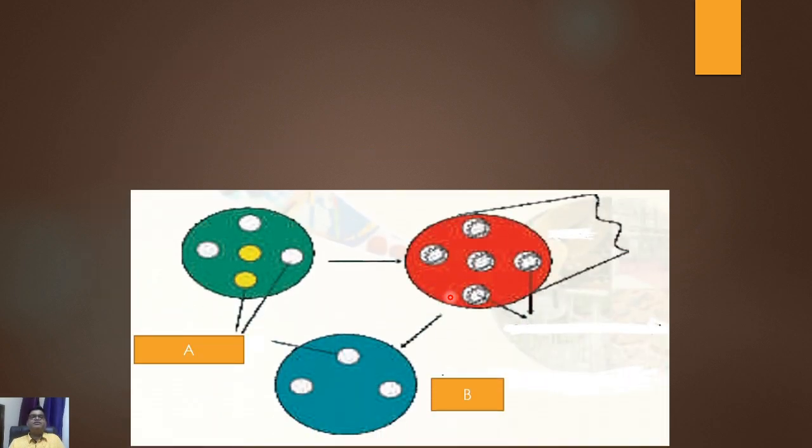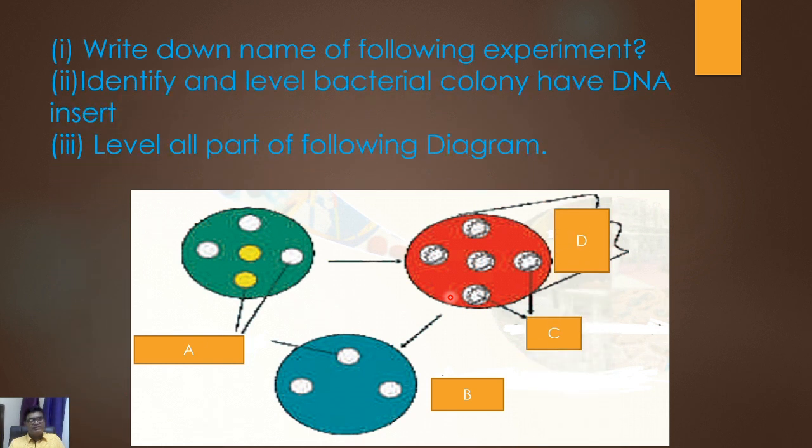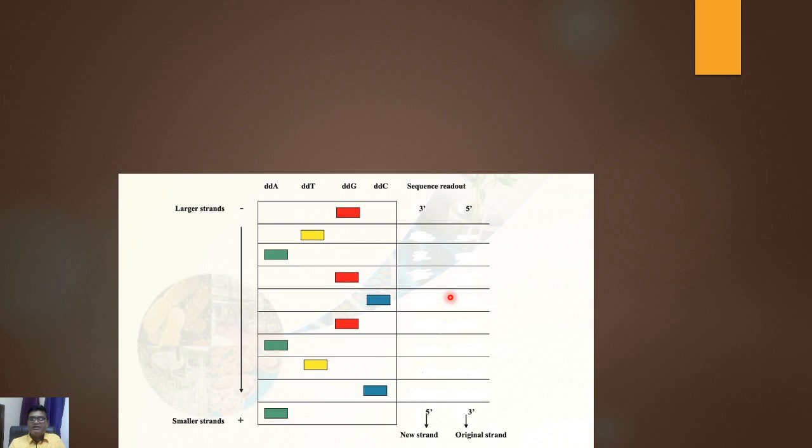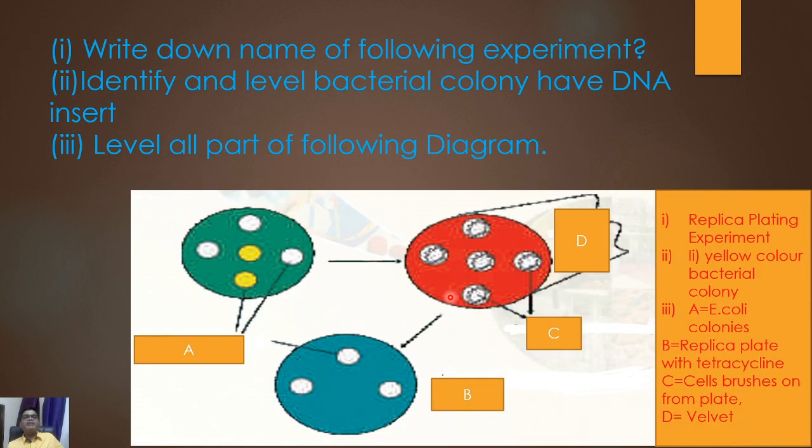Next, you can guess which experiment it is. It is the replica plating experiment. So the question is, write down the name of the following experiment. A diagram will be given; you will find a diagram in your question papers. This diagram is related to which experiment? The replica plating experiment for the transformation, to see whether the gene has been transferred or not, meaning whether the insert has gone or not.